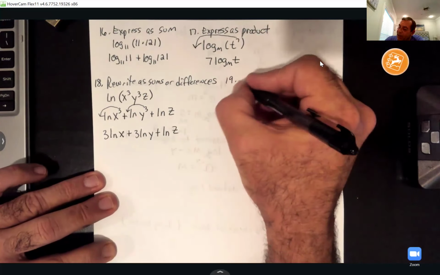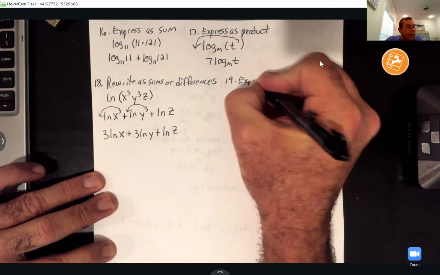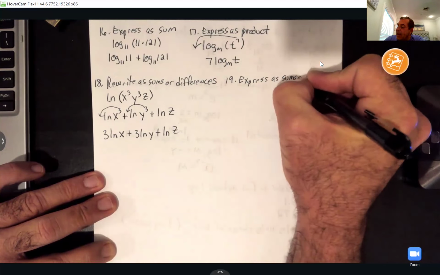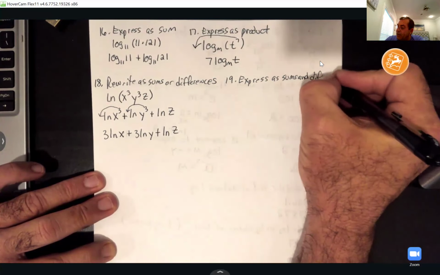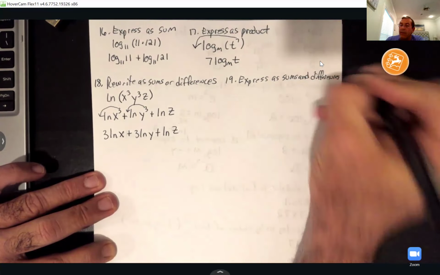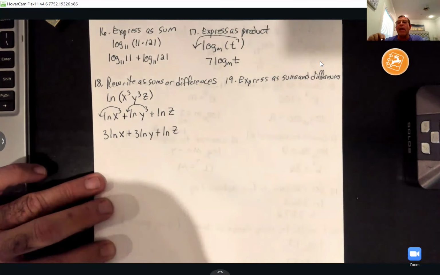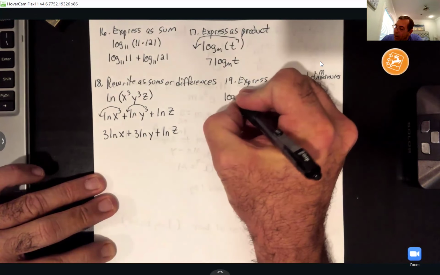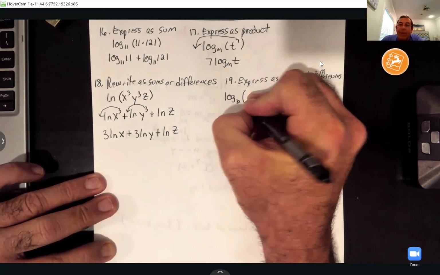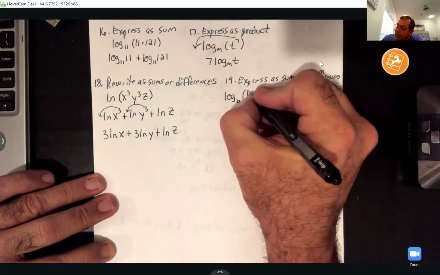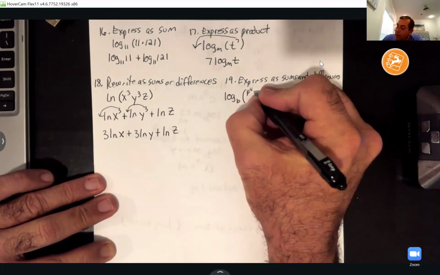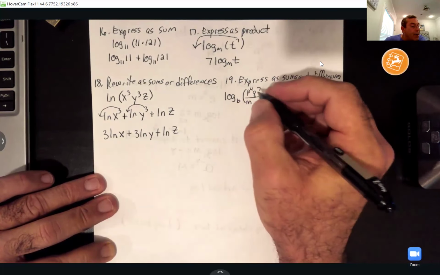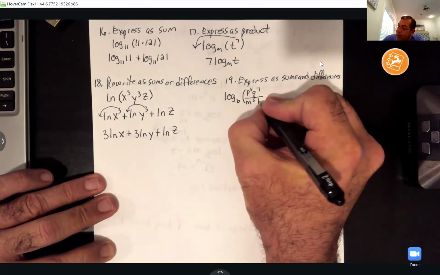All right, same thing here. Express as sums or differences. Now this one says express as sums and differences. So since you're saying and, you're going to have both on this one, okay? So we got a log base b. Now we got big parentheses. I got a P4, Q7 over M5, B8.